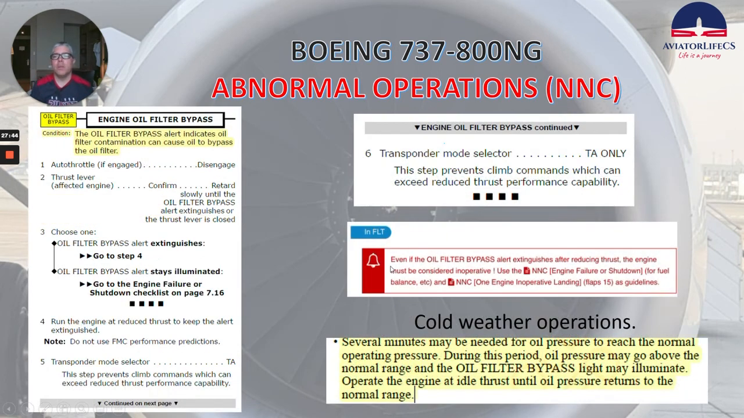Engine oil filter bypass. Condition: the oil filter bypass alert indicates oil filter contamination can cause oil to bypass the oil filter. There you have the checklist, and in flight, we have this warning here: even if the oil filter bypass alert extinguishes after reducing thrust, the engine must be considered inoperative. Use the non-normal checklist, engine failure, shutdown for fuel balance, etc. And non-normal checklist, one engine inoperative landing, flaps 15 as guidelines.